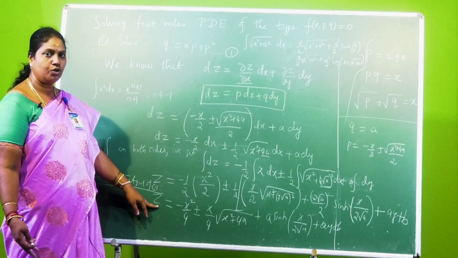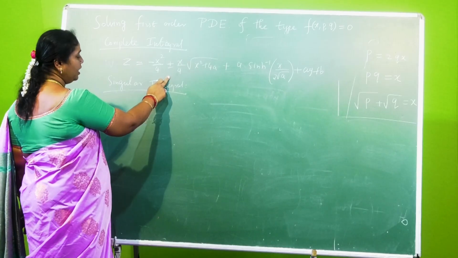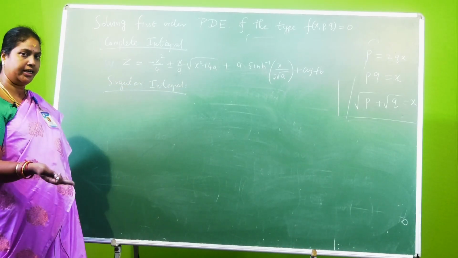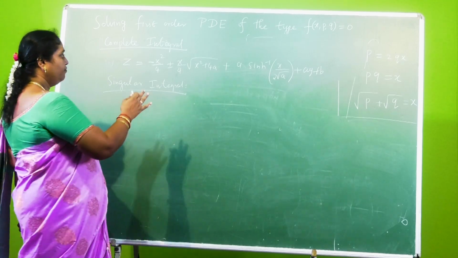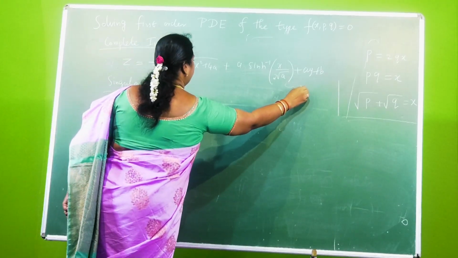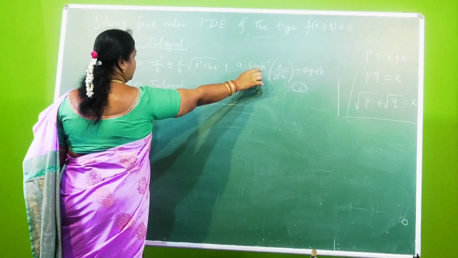So let us see how to find the singular and general integral. So this is the complete integral. Using the complete integral only, we are going to find the singular and general integral. So how to find the singular integral? For that, we have to consider the complete integral. Let us denote it as equation number 2. Here not sinh, it is sinh inverse.